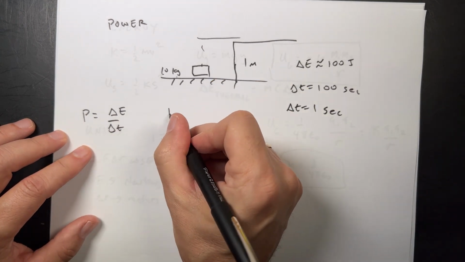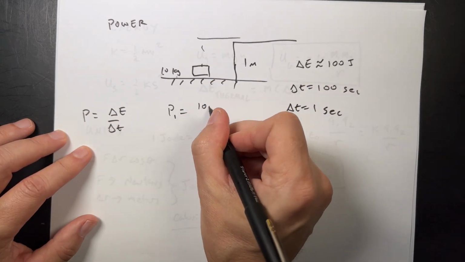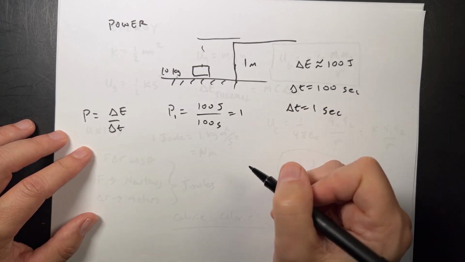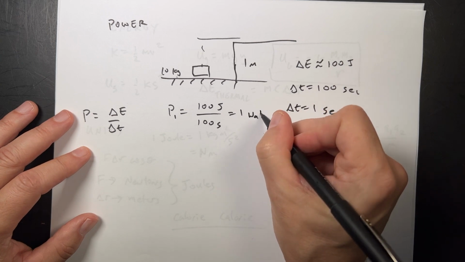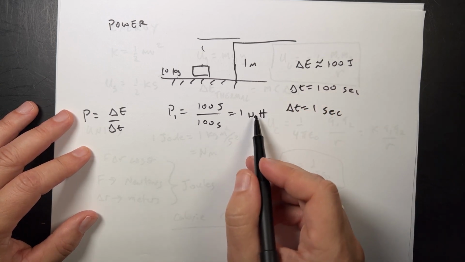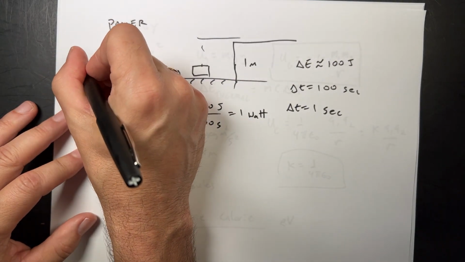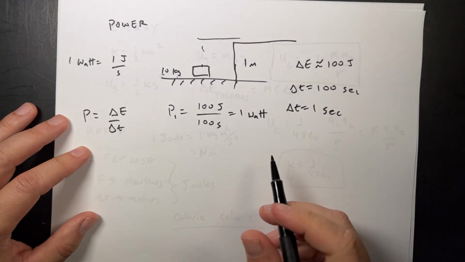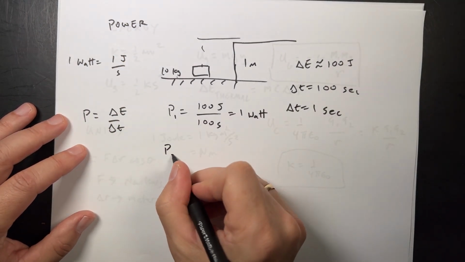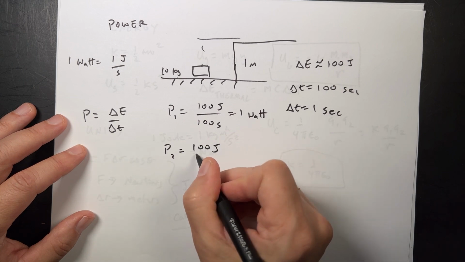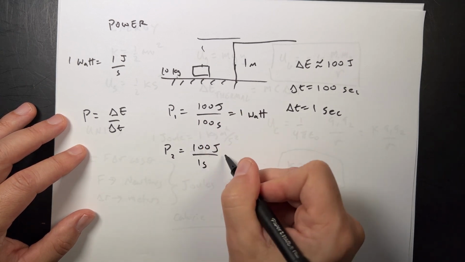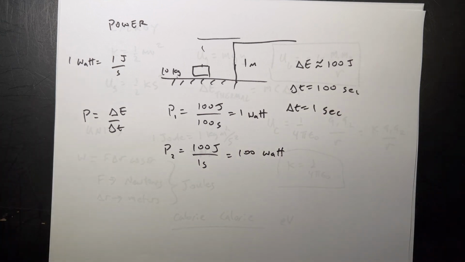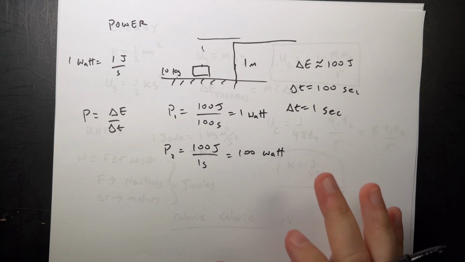So let's do this two ways. Power 1 is going to be the change in energy of 100 joules divided by 100 seconds, and that's going to be 1. 1 what? 1 watt. Watt? What? Watt is a unit of power, where 1 watt is equal to 1 joule per second. Now, in the other case, the power is going to be equal to 100 joules divided by 1 second. That's going to be 100 watts. So the same change in energy, but different power. Okay.